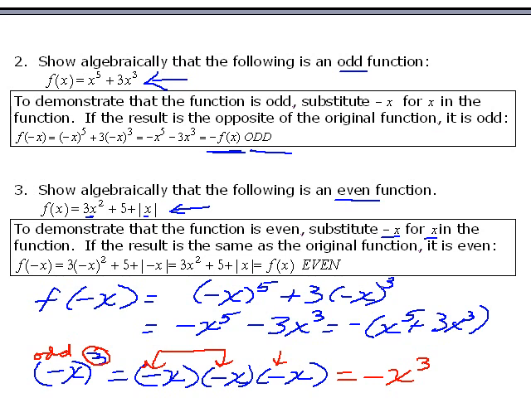So the trick here algebraically to show if it's even or odd is put in negative x everywhere there's an x. The important thing that I want you to do is know how to do that substitution, then carry this out correctly. Demonstrate an understanding that if you have a negative number in parentheses, then that whole term is squared or cubed or raised to the fifth power.